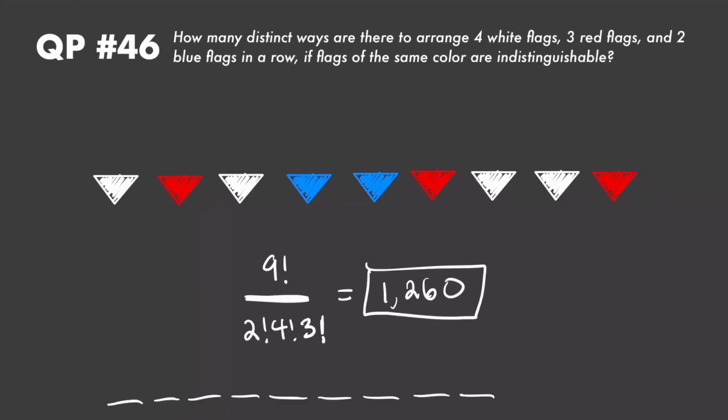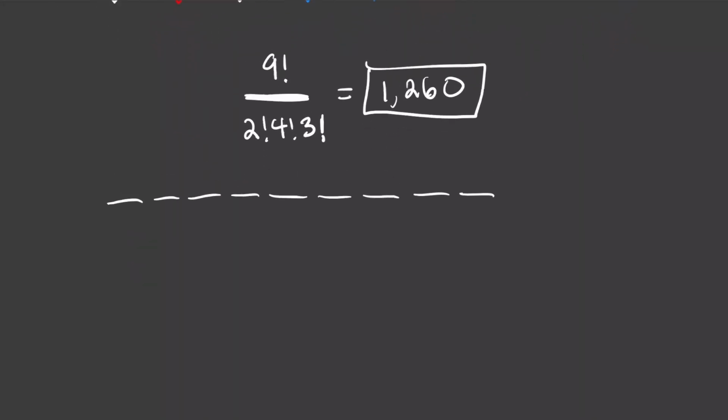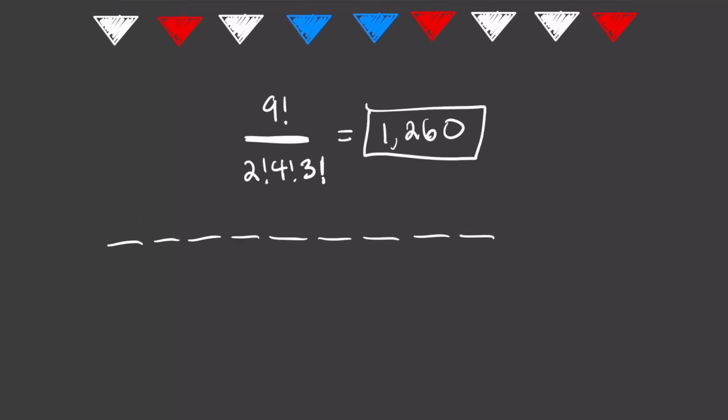Now you could also think about this in terms of combinations. Basically, we have 9 places to put things. So let's start by choosing one color, red, and then let's choose 3 of these spots to put our red flags, say here, here, and here. We had 9 spots to choose from, and we placed 3, so 9 choose 3.